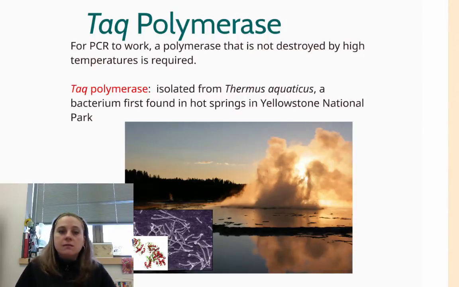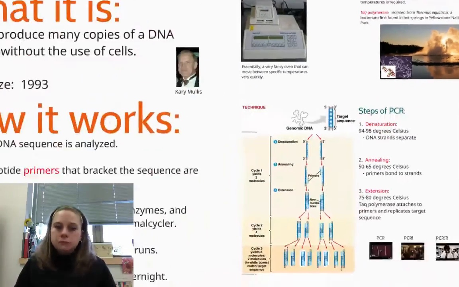Taq polymerase is isolated from a bacteria that is found in the hot springs of Yellowstone National Park, meaning it can exist at crazy hot, high temperatures. So we pull out its polymerase and we use it because it's stable and can work at the temperatures necessary for PCR to function. Love it.